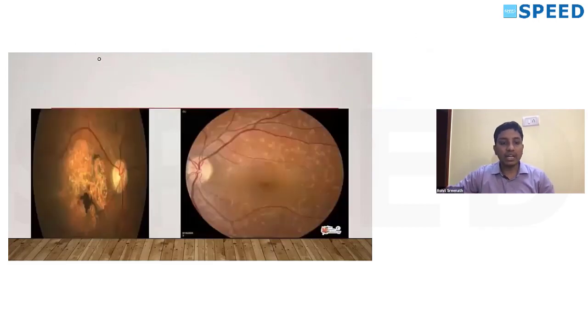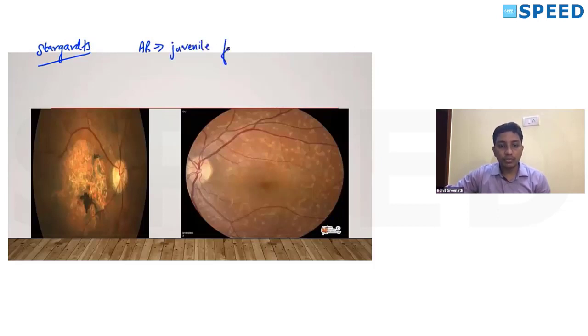Next, we have Stargardt's disease. What is Stargardt's disease? Remember, it has both a juvenile form and an adult form. In the juvenile form, it is autosomal recessive. In the juvenile form, it usually appears either in the first or second decade of life.